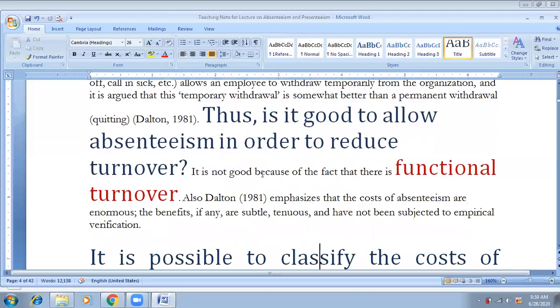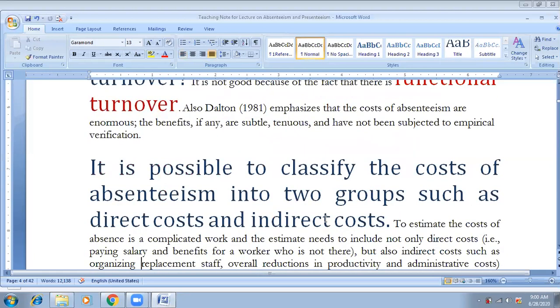Also, you should learn this one. Costs of absenteeism, according to research, are enormous. The benefits, if any, are subtle, tenuous, small, negligible, and have not been subjected to empirical verification, according to Professor Dalton. So if there are benefits, they are not that much. But the costs of absenteeism are huge, enormous. Therefore, we conclude that generally, absenteeism is a serious cost to the organization. That's why now we are learning absenteeism. And later, we have to learn how to manage absenteeism, how to minimize absenteeism, and if possible, how to eradicate absenteeism.